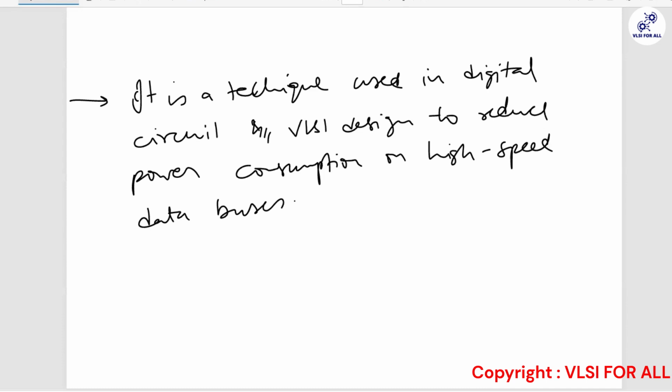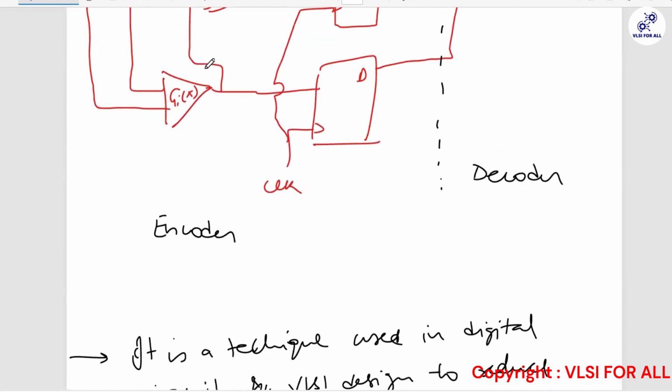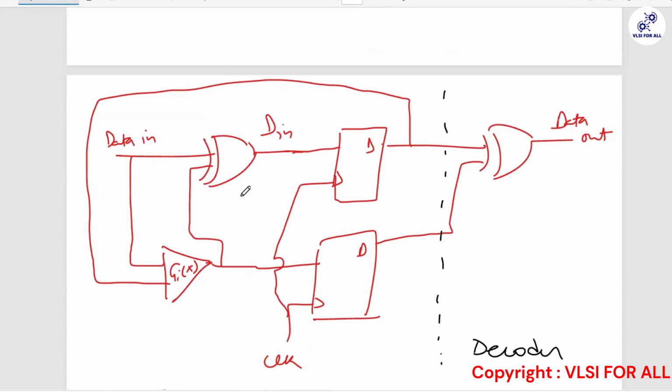So in this, what will happen is the system will compare the new data with the currently transmitted data on the bus. Here you can see we are comparing the newer data with the transmitted data, which is coming out of the flow. And how does it compare? It basically counts the number of bits that differ, which is the Hamming distance only, right?